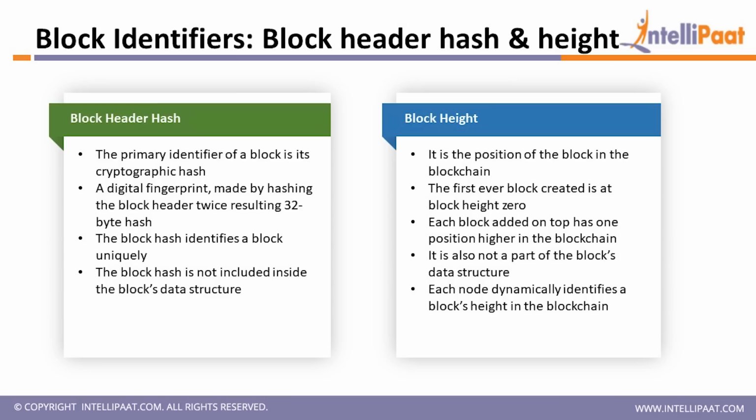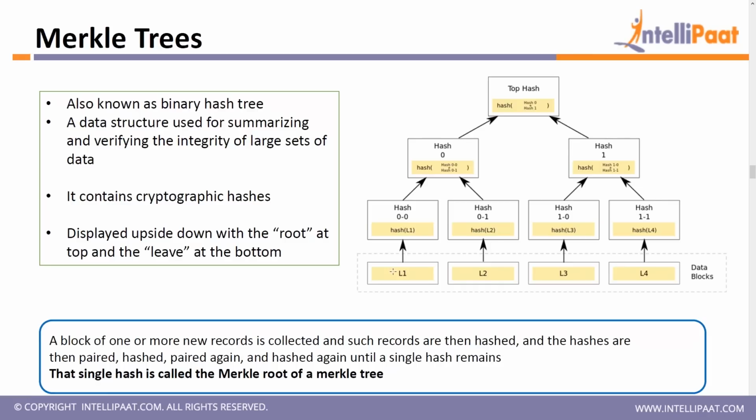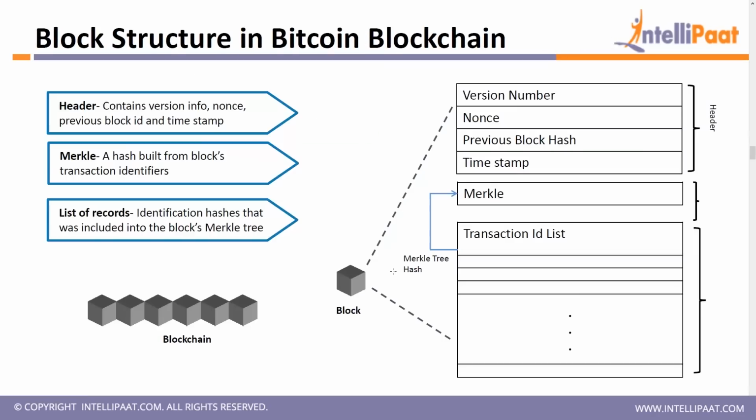So blockchain's height is again a part of every block's field. So these were a few items about your blockchain data structure. Merkle trees are an important part of the blockchain data structure that we have already seen in previous slides. The Merkle tree comes in the middle of the block structure, which contains the hash of all the blocks' transaction identifiers listed in the last section of the block structure.